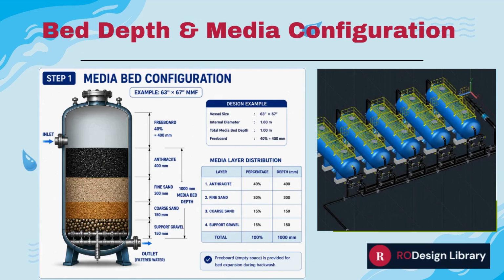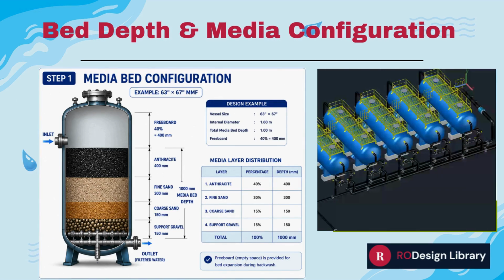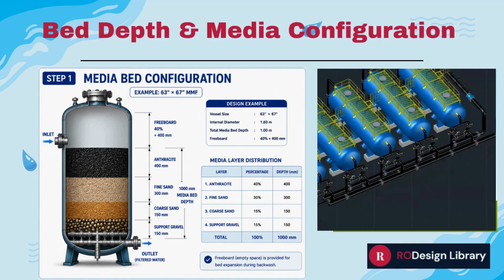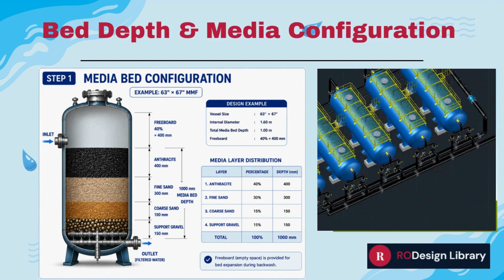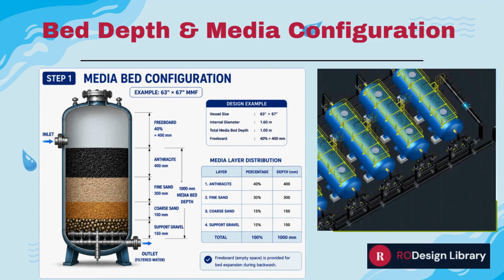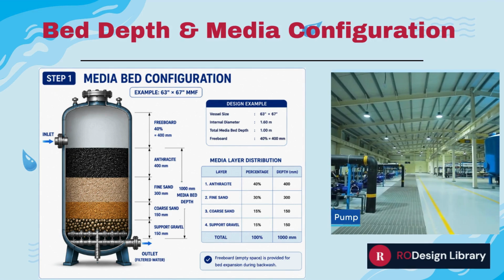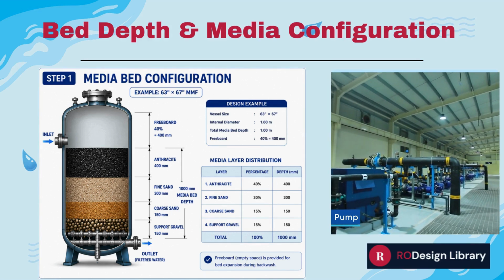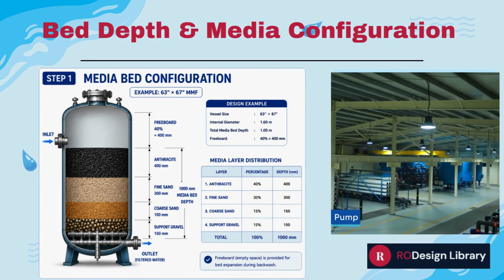For this 63-inch multimedia filter, we have selected a 1-meter media bed. The media consists of 400 mm of anthracite, 300 mm of fine sand, 150 mm of coarse sand, and 150 mm of support gravel. A 400 mm freeboard is provided for bed expansion during backwash.